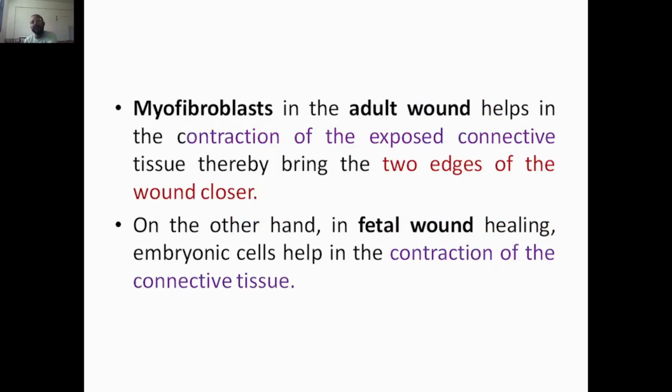Myofibroblasts in the adult wound help in contraction of the exposed connective tissue, thereby bringing the two edges of the wound closer. Imagine the wound is formed; the two edges of the wound will be brought closer by the myofibroblasts in the adult wound. On the other hand, in fetal wound healing, the embryonic cells help in contraction of the connective tissue. Because of the contraction of the connective tissue, the wound will start shrinking like this.